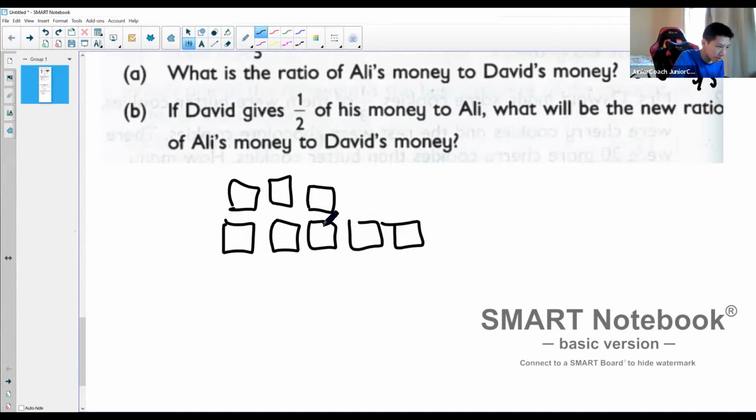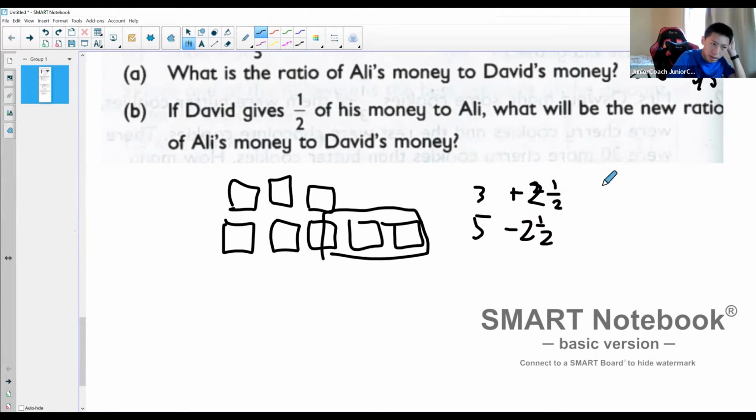So this one would be cut in half. And then we would take the 2 boxes here. They want to get selected? No, they don't. All right. Guess not. So she would have 3 to 5 right now, and David would lose 2.5 because that's half of his money, while Ali would gain 2.5. If you want to visually represent it, she would have 5.5 now, while David would only have 2.5 now.